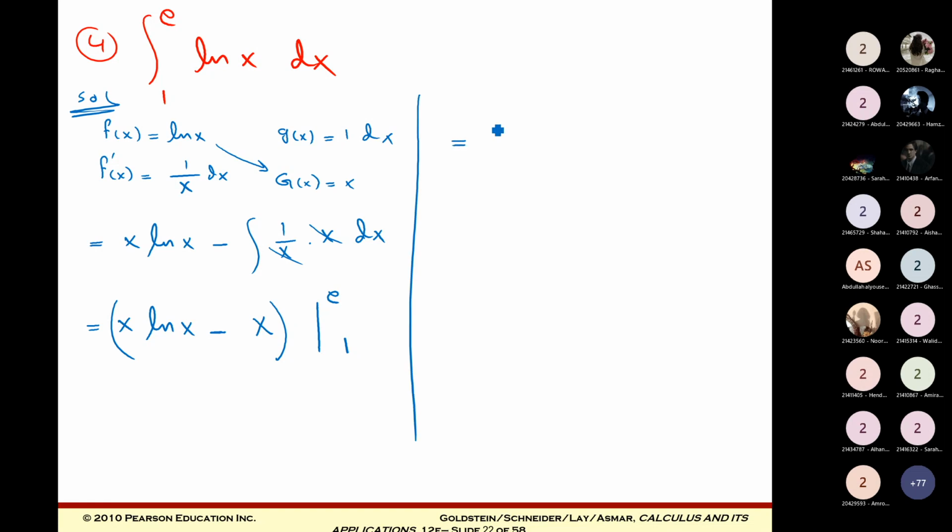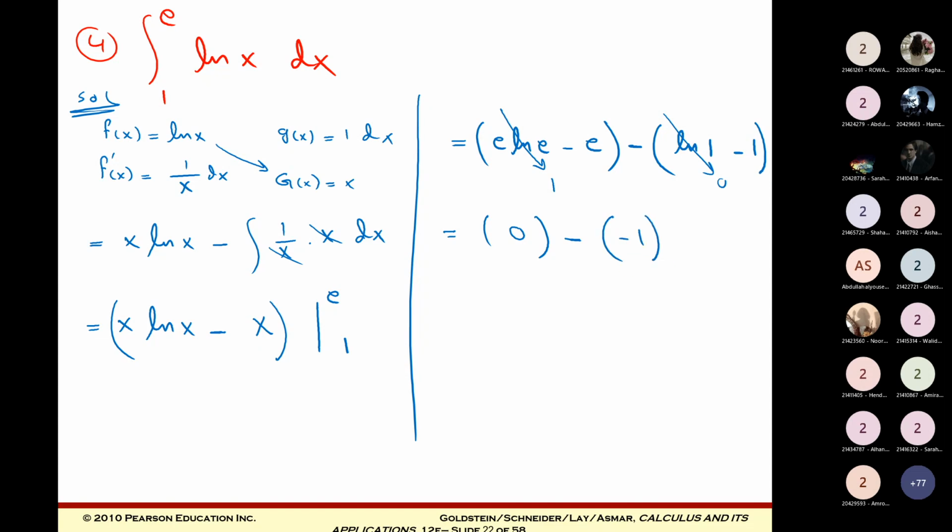When we substitute e, we have e ln e minus e. Substitute 1: 1 ln 1 minus 1. And ln 1 equals 0, ln e equals 1. So we have e minus e equals 0, minus 0 minus 1 equals negative 1. So the final result is negative 1, which equals 1.